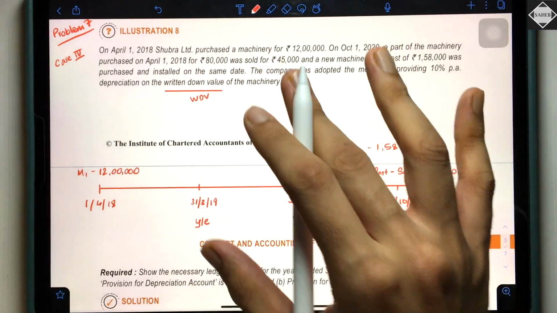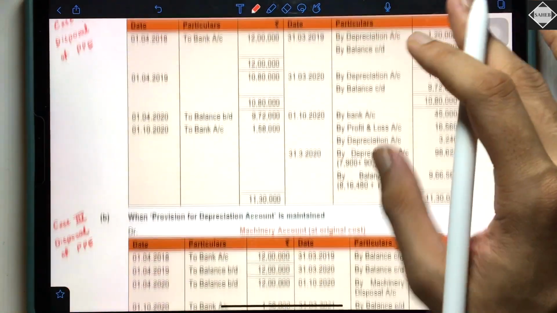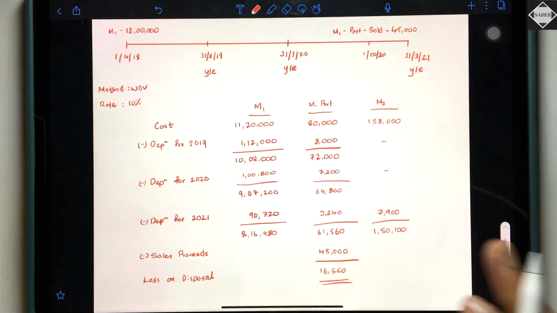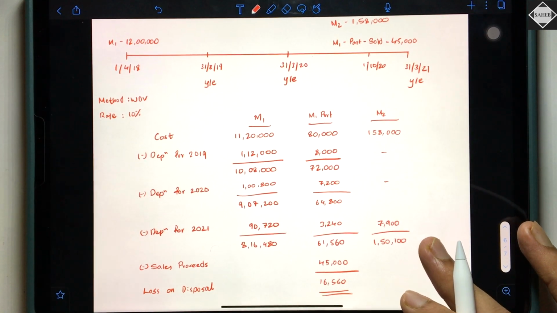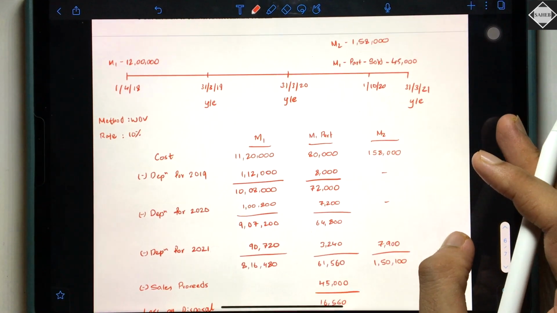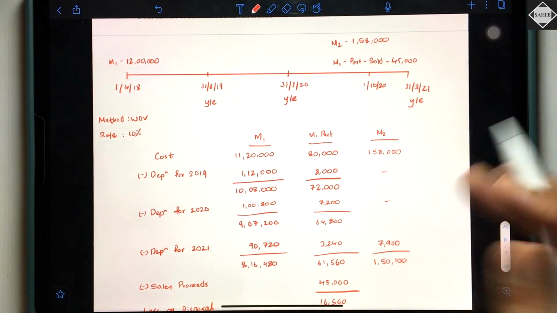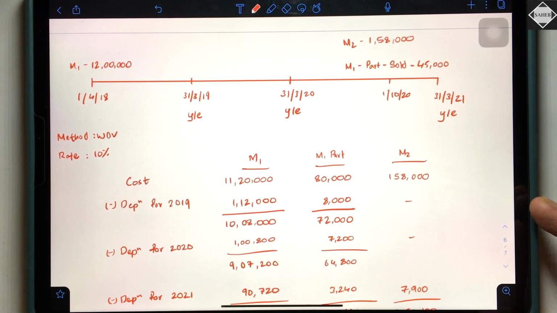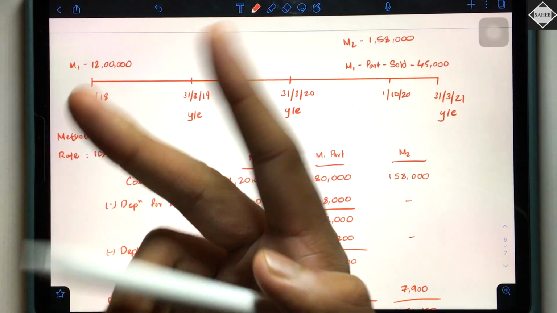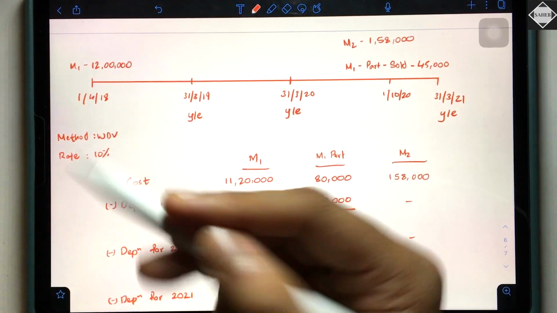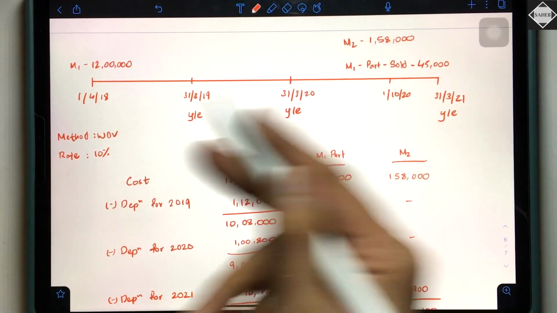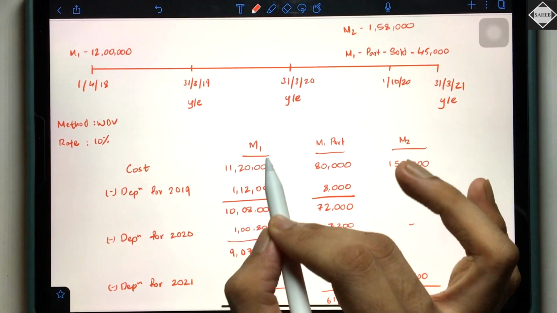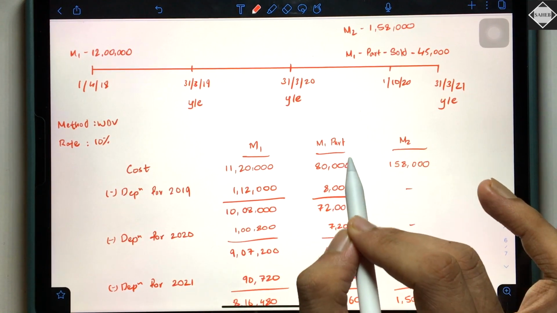So let's begin. First you have to prepare a working note. See the working note properly. You have to prepare it for the calculation of depreciation, WDV and the profit and loss, everything. I have just copied the timeline over here to make it easier, and we know the method is WDV and the rate is 10%, right? So first you will break this M1 into 2 parts. The first is that 80,000 part which you have sold after 2 years and 6 months, and the remaining part. So see, M1 is 11 lakh 20 and M1 part is 80,000.